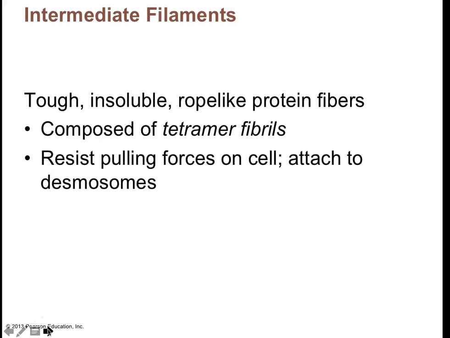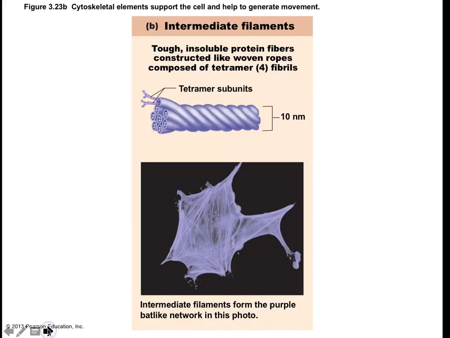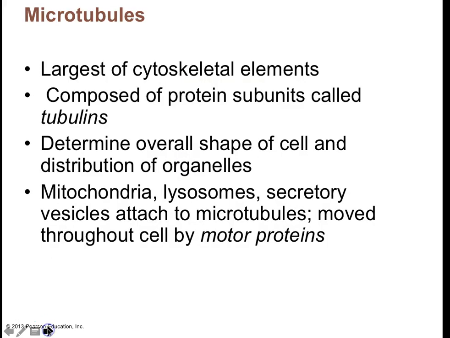So it's fairly massive, and it's going to help anchor different points of the cell. And here you are, the rope-like intermediate filament. The microtubules, they are amazing. They are hollow tubes. So you're going to say, hollow tubes, how do you get strength from hollow tubes?